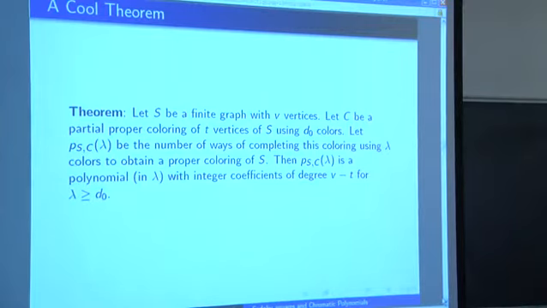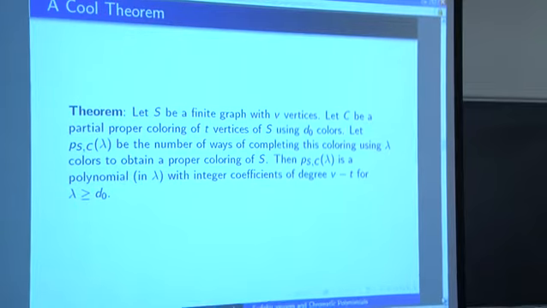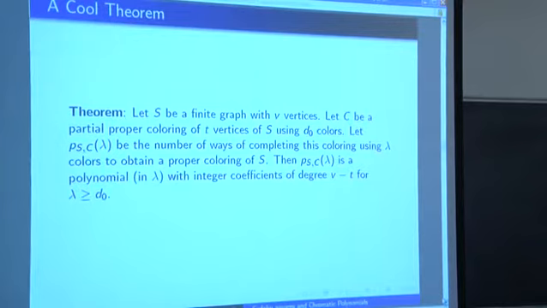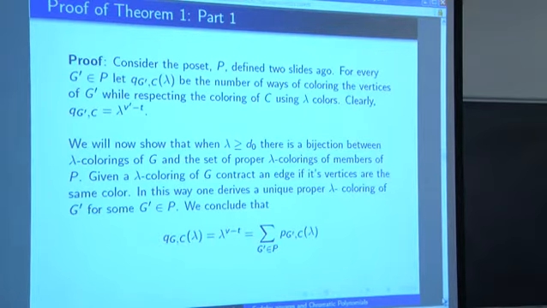And in this partial coloring, you color t vertices, and you use d naught colors. Then the number of ways that you can complete this coloring to a proper coloring of the entire graph is going to be given as a polynomial in lambda, where lambda is the number of colors you're using, with integer coefficients and degree v minus t. And this is just for lambda greater than or equal to d naught. Actually, this is a monic polynomial, so we'll show that in the end too. OK, this is actually not too hard.